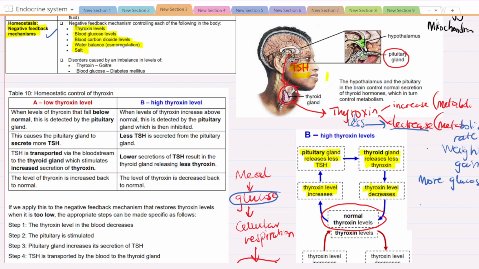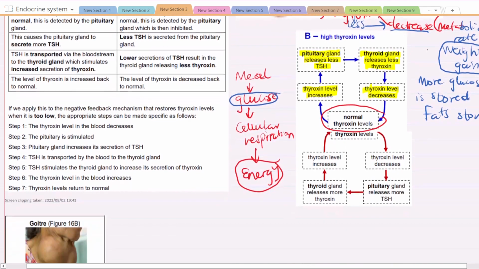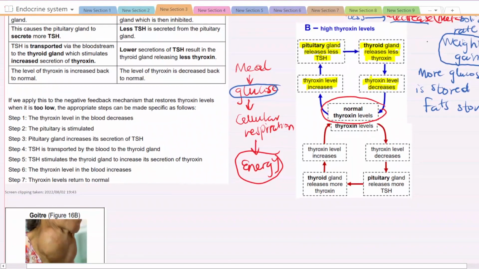More glucose is stored, and more fats. Of course, it will be converted into fats. Fats are also stored, more fats and more glucose stored, and therefore this will result in weight gain of the individual whenever their metabolic rate is less. Now, this question, they will always ask you to comment on the weight of that person.